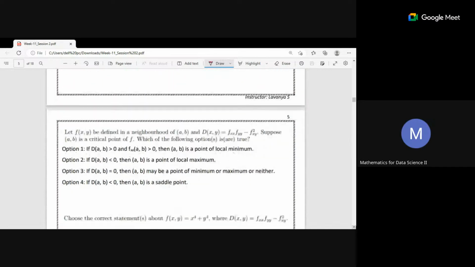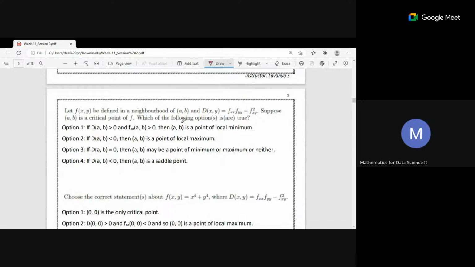So let's move to the next problem. Let f of x comma y. So this is just based on the definition of how the critical test works. Let f of x comma y be defined in a neighborhood of a comma b, and d of x comma y is equal to fxx fyy minus fxy square. So what is this? This is nothing but the determinant of Hessian matrix, right? Suppose a comma b is a critical point of f. Which of the following options are true?